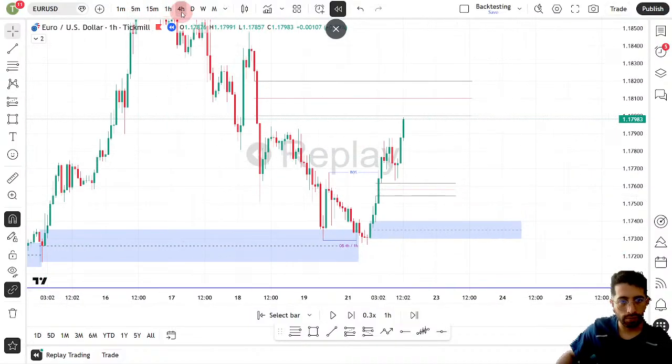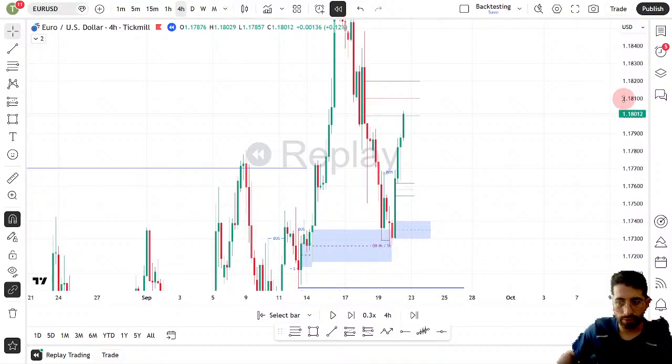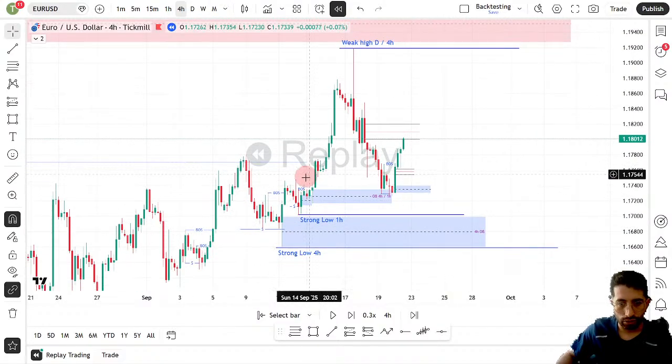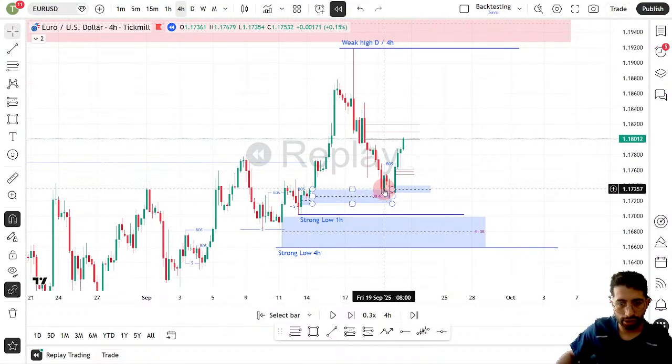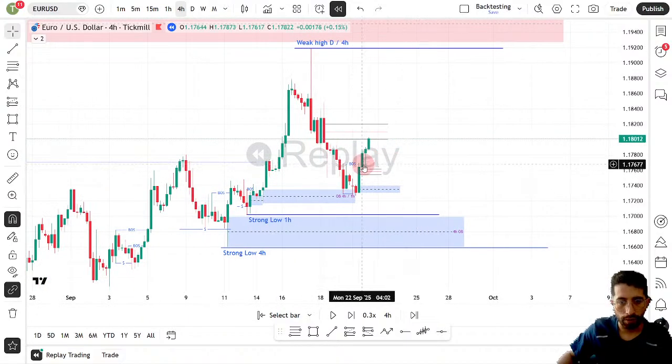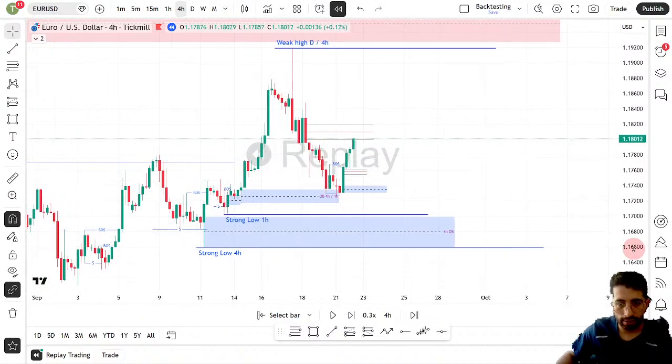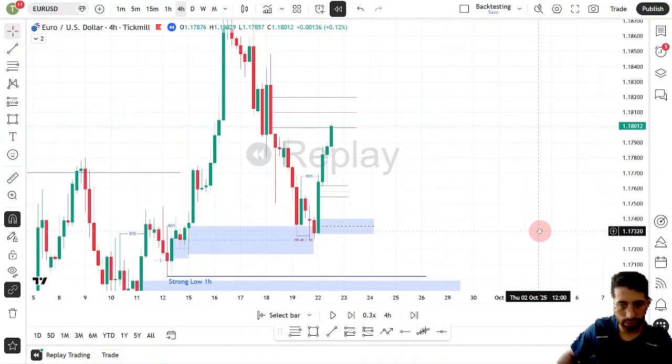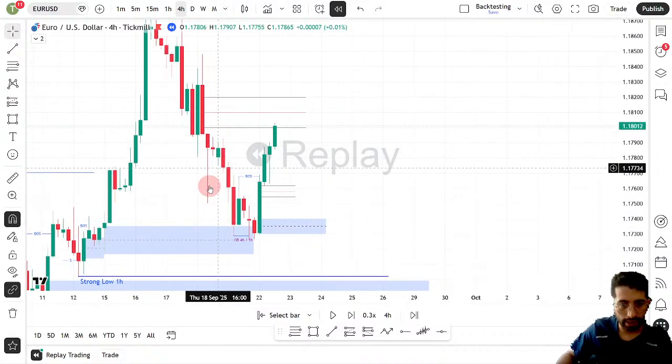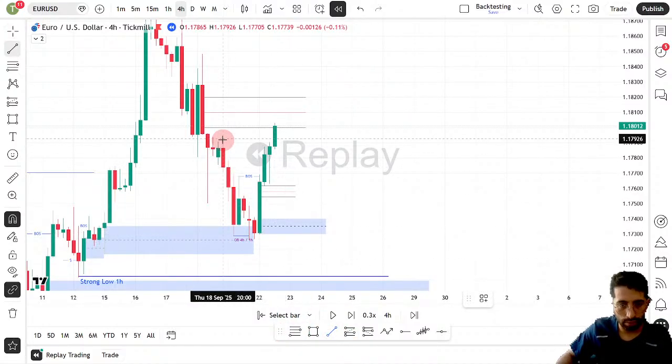Now let me check in the 4 hour time frame what actually happened. Look, we didn't have a break of structure, which is positive. That would confirm our bullish strength. And now look how interesting what the price has done in this moment. The price has done a new break of structure in the 1 hour time frame, in the 4 hour time frame.